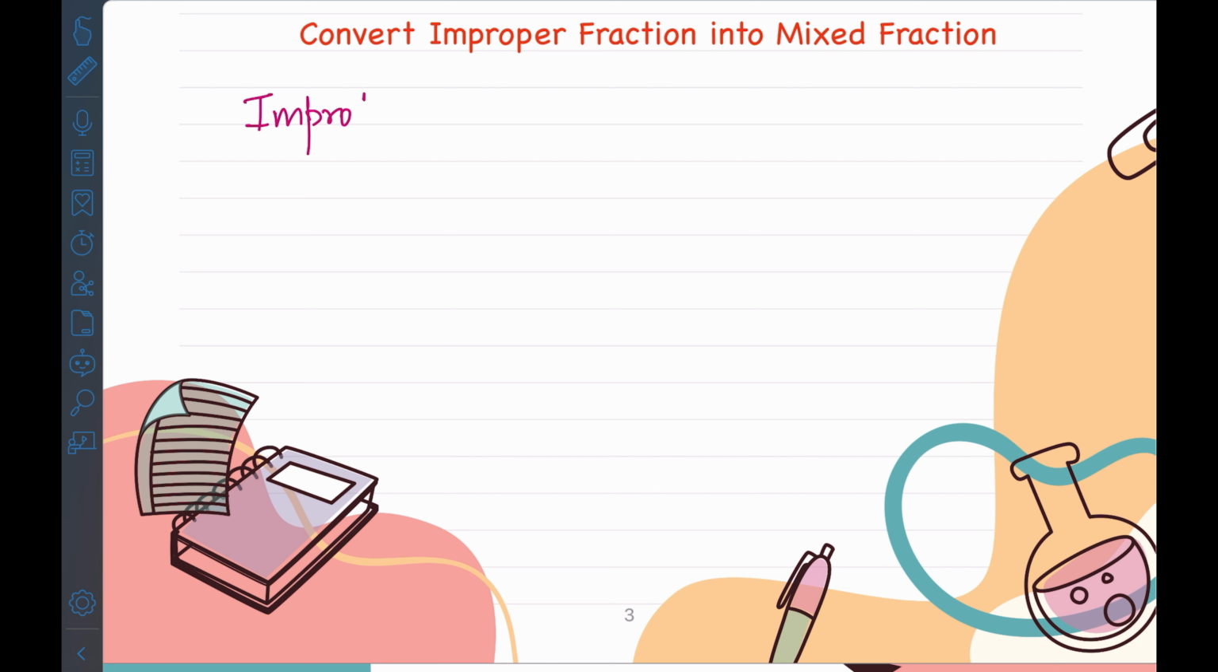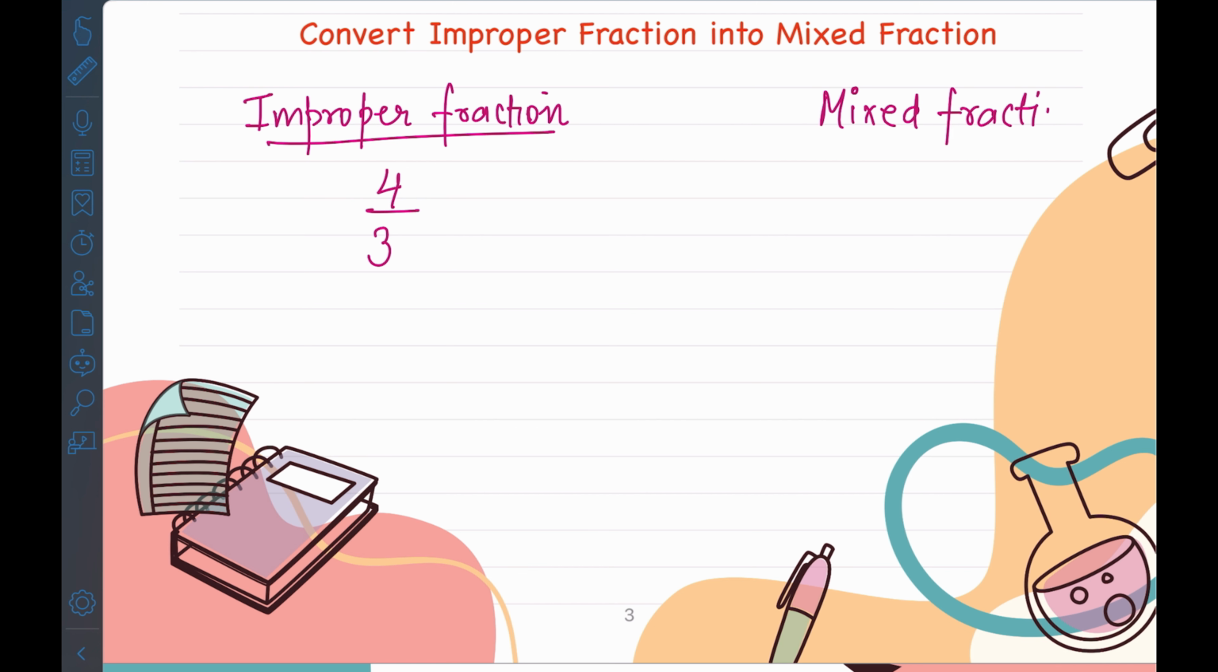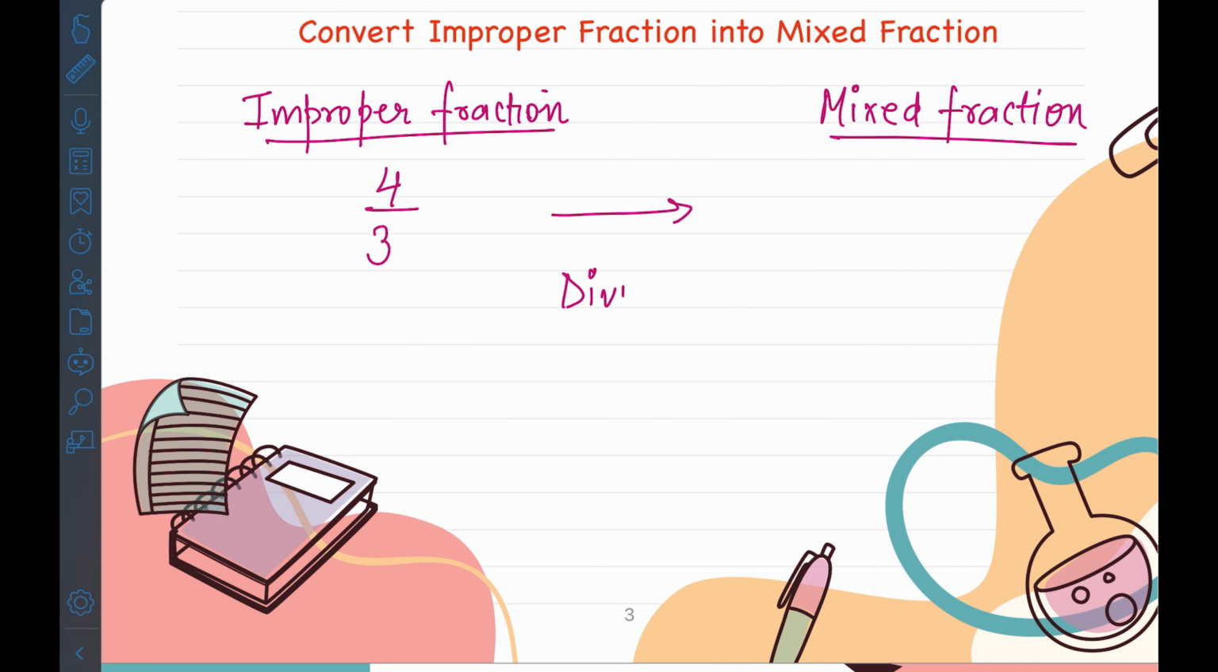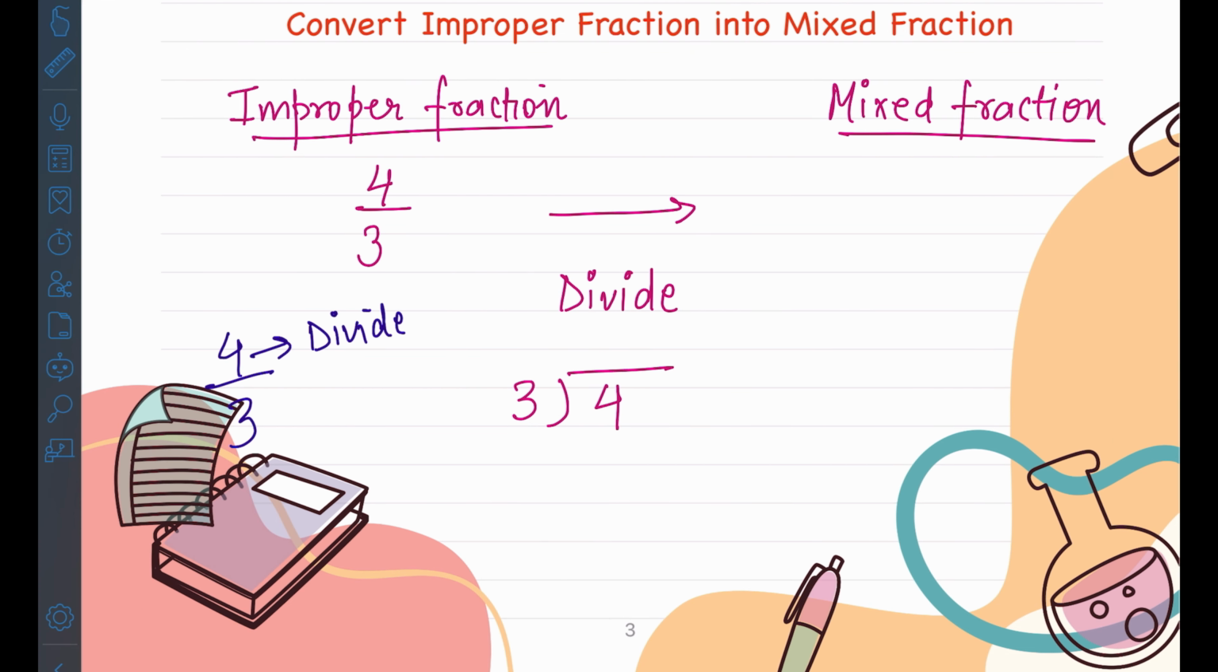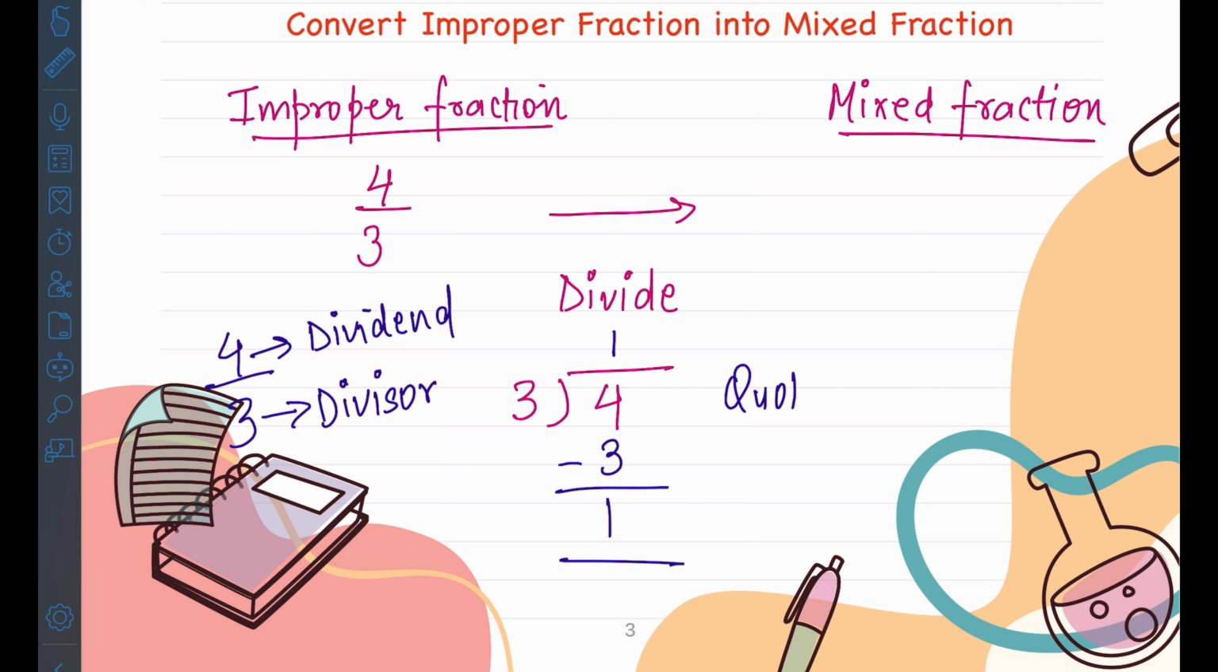We can easily convert these improper fractions into something called mixed fractions. Here I have 4 by 3. Let's convert it into a mixed fraction. We need to perform division for this. But remember, the numerator is always the dividend and the denominator is always the divisor while dividing. Let's divide now. Here I have performed the division and now we'll represent this in the form of quotient, remainder and divisor. That's Q R by D.